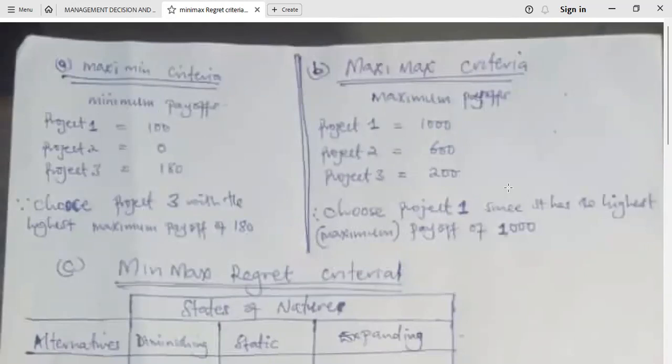We are seeing that for the max-min criteria, if they want to use the max-min criteria, we always start with the maximum payoffs. And where do we get these maximum payoffs? We get them from those projects. We look at the alternatives that we have. We have the different projects.